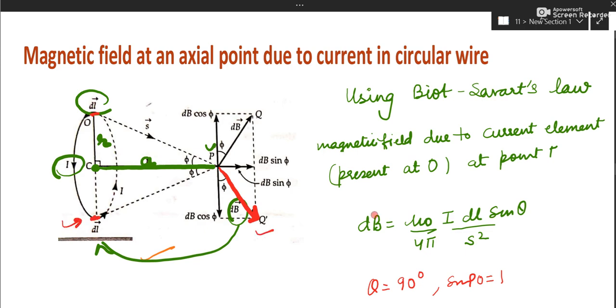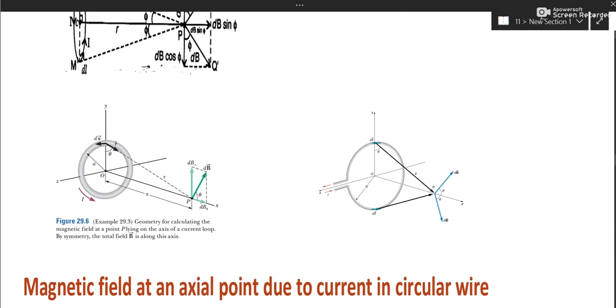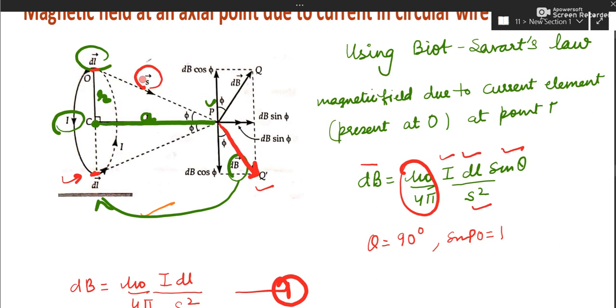Now see, what is the value of magnetic field? Using Biot-Savart's law, it's mu naught by 4 pi I dl sine theta by s square. Now what is theta? Theta is the angle between dl and r. Here it is s. You can see this is denoted by s, the distance between current element and the point. So let us look at it once again.